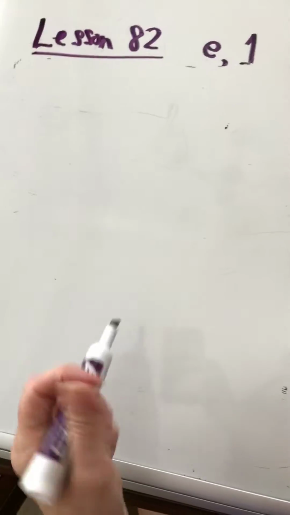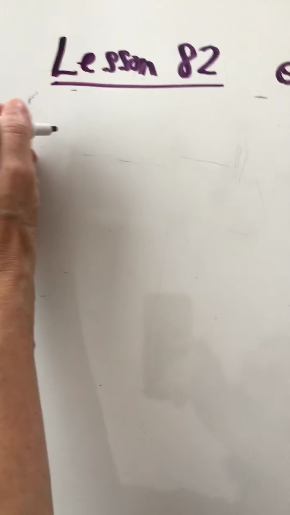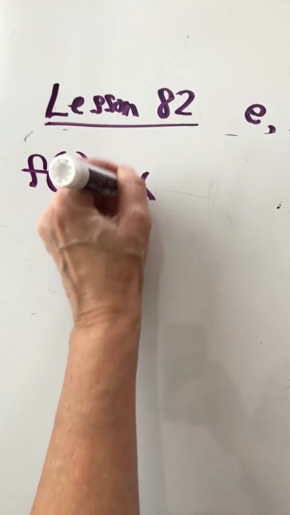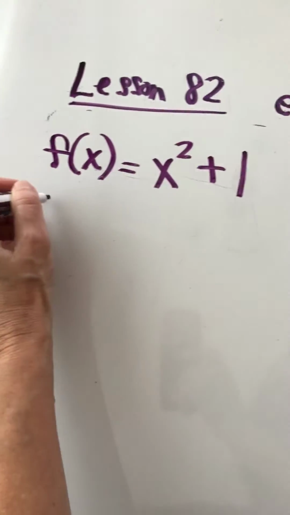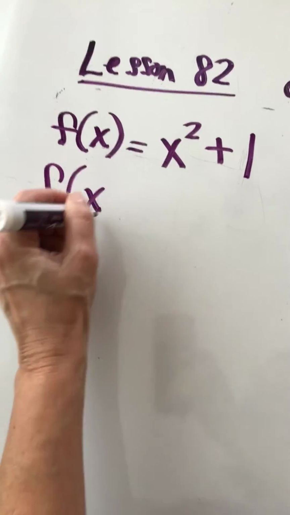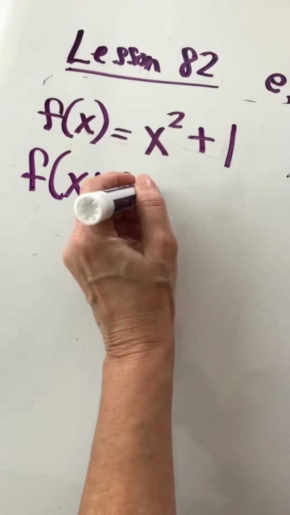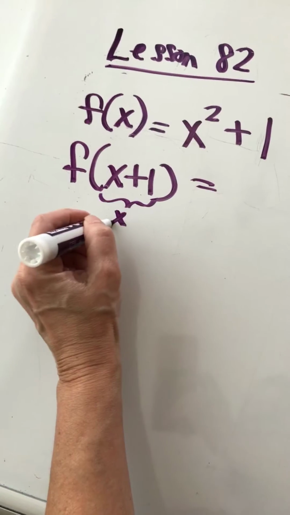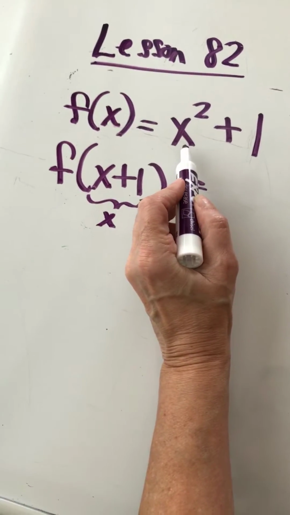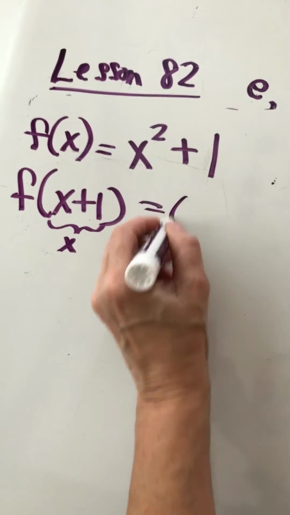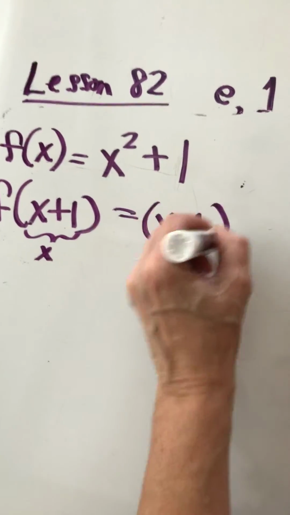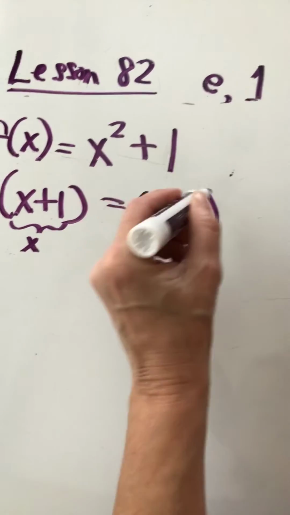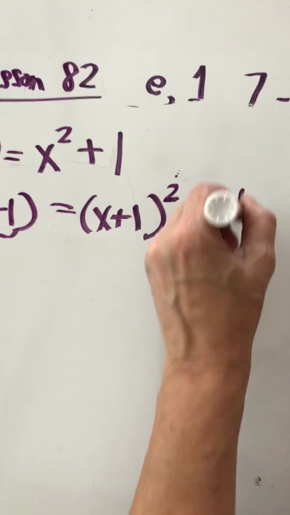All right, so number 7 reads, here's my function, f of x equals x squared plus 1. It wants to know what f of x plus 1 equals. So this is what I'm inputting for the value of x in this equation. So for this x, I'm putting in x plus 1. And the value of x, which this is now the value of x, is squared plus 1.